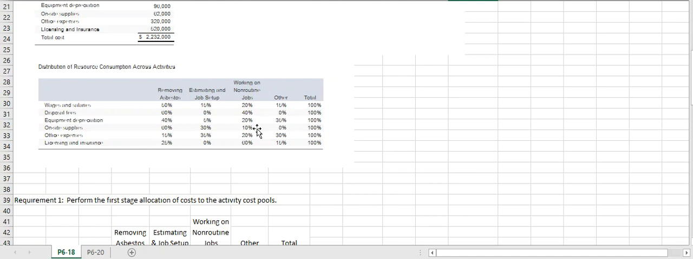And sometimes you'll see zero because disposal fees are zero under estimating and job setup because they don't have to dispose of anything when they're doing just estimation and job setup. That doesn't come until they actually remove the asbestos.